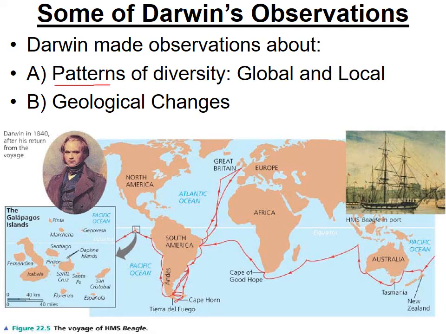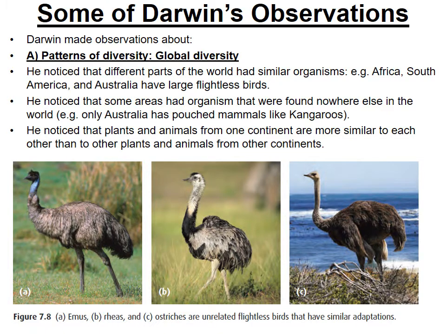He studied patterns of diversity, both at a global level, so throughout the world, and a local level in similar areas, similar regions. He also studied geological changes. He used information from many scientists like Charles Lyell, Georges Cuvier, and other professors and intelligent individuals like Thomas Malthus to essentially consolidate all these observations into his theory of evolution.